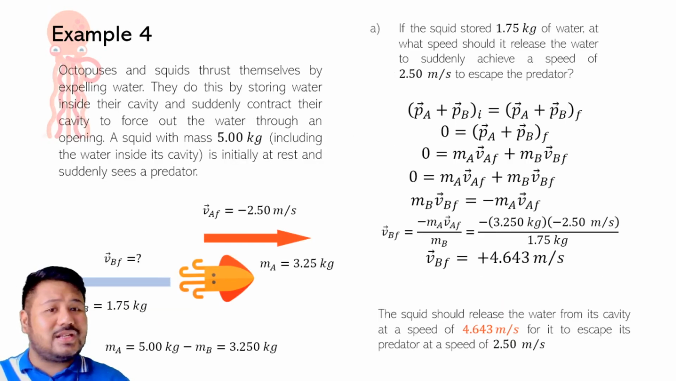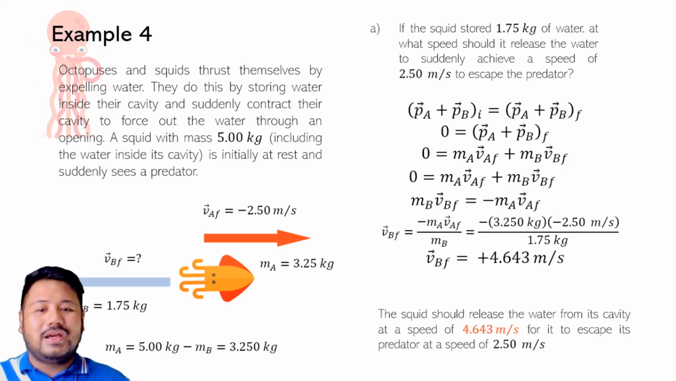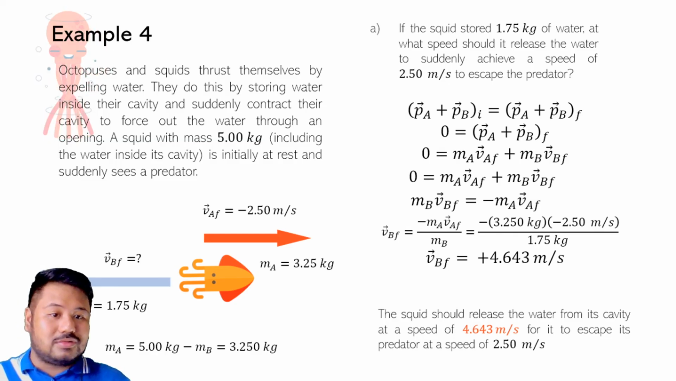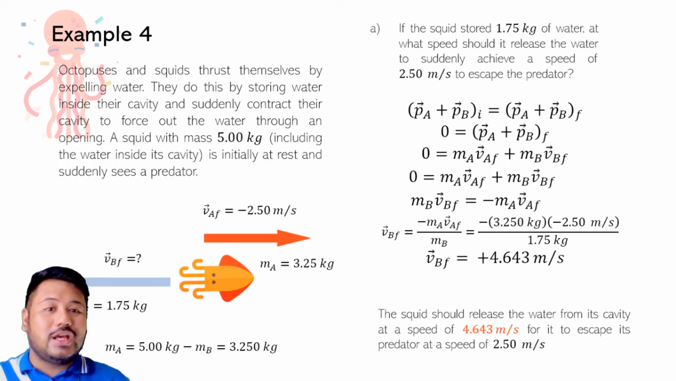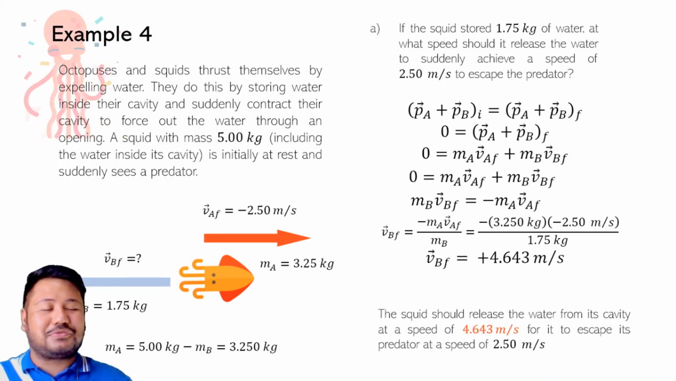Since the squid is initially at rest, with the water inside its cavity, the initial momentum of the system is 0. We let the subscript A be for the squid and B for the expelled water. Also, we let the positive x direction be the direction of the expelled water, meaning the final velocity of our squid is negative 2.50 meters per second.